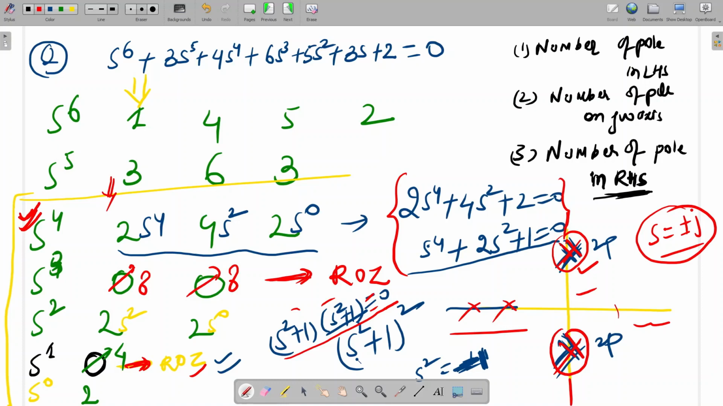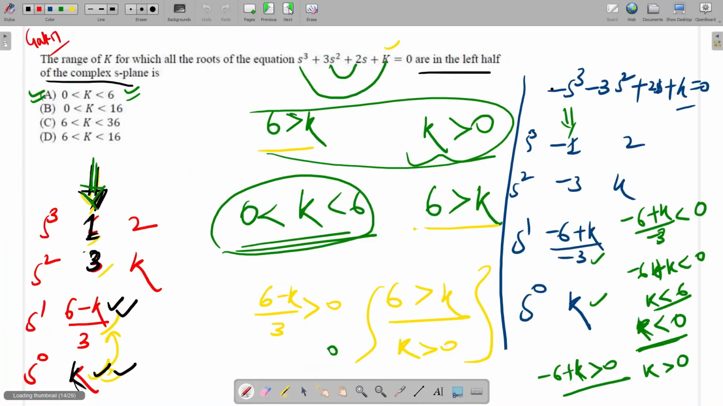Is it clear? This rule we already know. Based on this rule, directly, there is no need to solve it. If an objective question asks how many repetitive poles are there on the j omega axis, two repetitive poles will be there. So the number of poles in the LHS is 2, on the j omega axis 4, and in the RHS it will be 0. I think it will be clear now. Okay, moving to the next question.